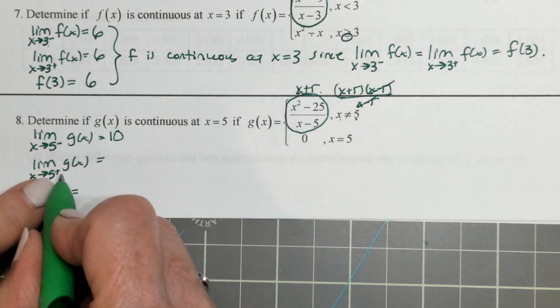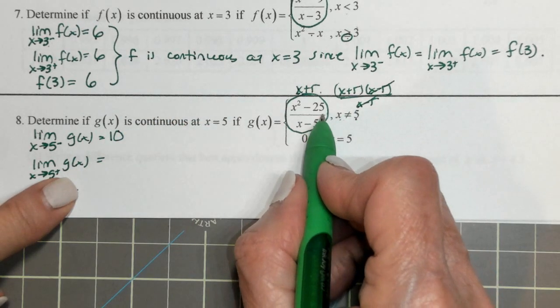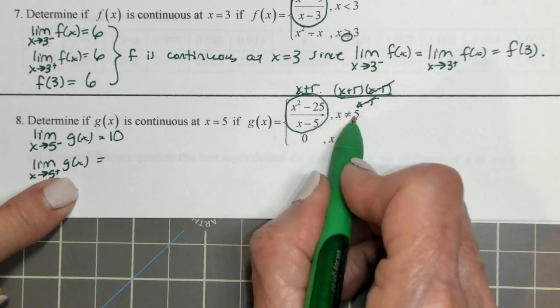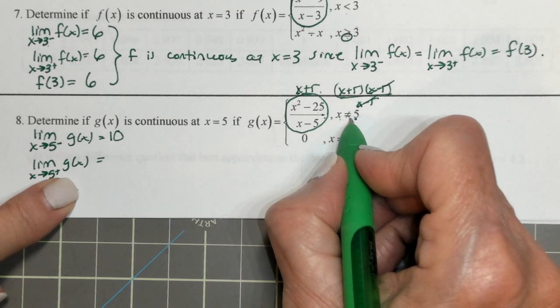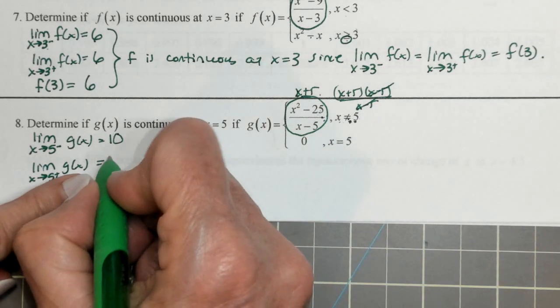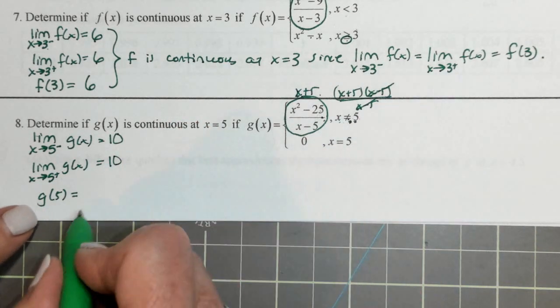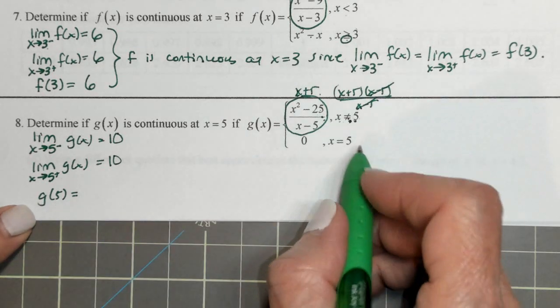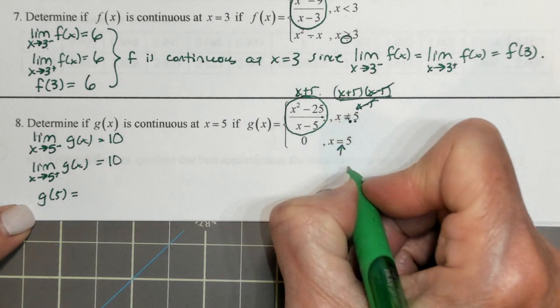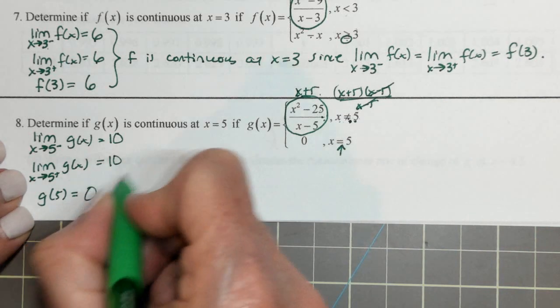The limit on the right, I'm still using this because this is whenever x is not 5. So this is still 10. Okay, what is G at 5? This is the only time I'm using that. G of 5 is 0.